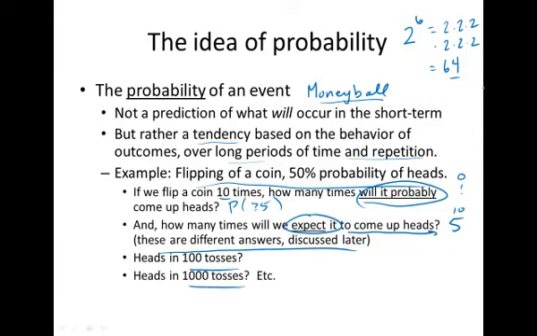So using multiple trials, hundreds, thousands, millions of trials, what would we expect to happen? So this is sort of what probability is all about.